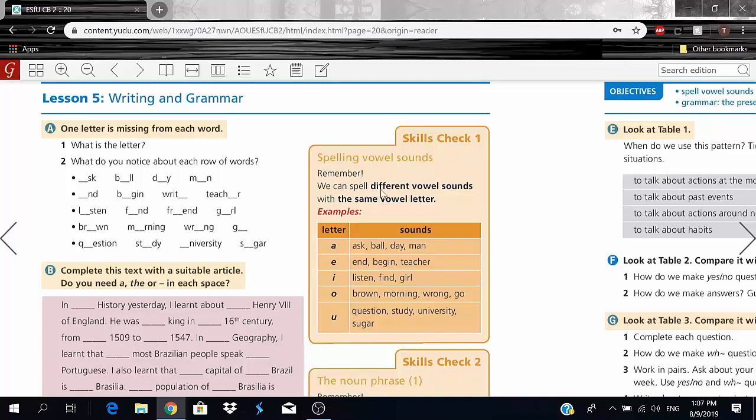So remember, we can spell different vowel sounds with the same vowel letter. So here we have the vowels, right? And just because it's an A doesn't mean it's always going to make that A sound. Take a look. Ask, ball, day, man. Day has an A sound. Ball does not have an A sound. You see? Even though it's the same letter, we use different vowel sounds. Okay, you guys? And this will vary obviously between different accents and such, but for the most part, you'll never hear the same sound with every word. So ball, ask, day, and man. Same thing with E here, and I, and O, and U.